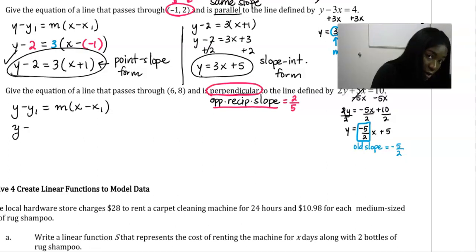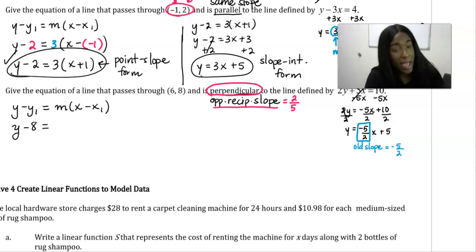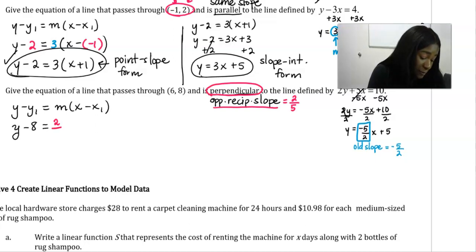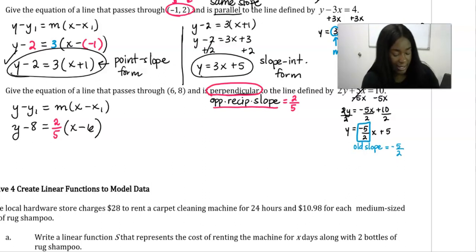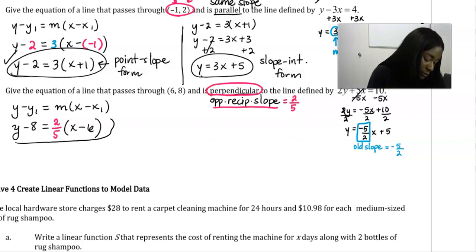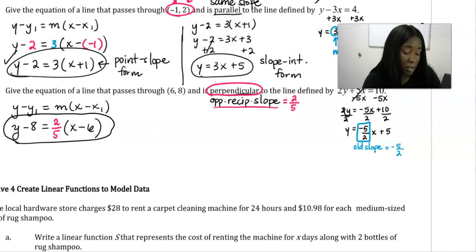Y minus y1, y1 is 8, the point that the line goes through, is equal to m. The slope of the line that we will be using is 2/5. It's the opposite reciprocal. And then we have x minus x1, and x1 is 6. So this is the answer in point slope form.